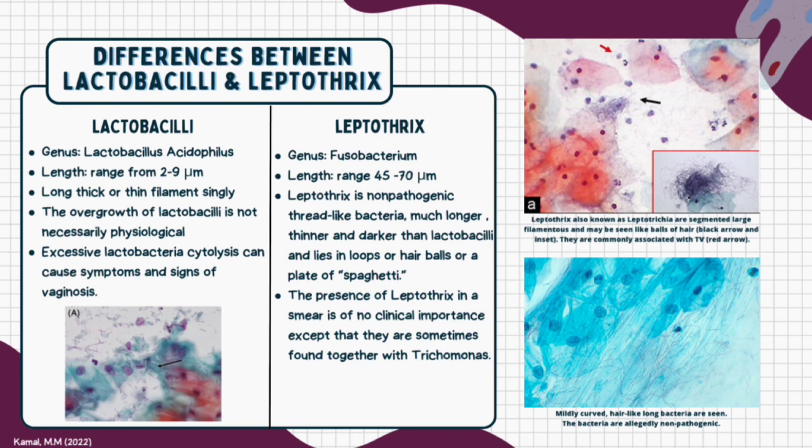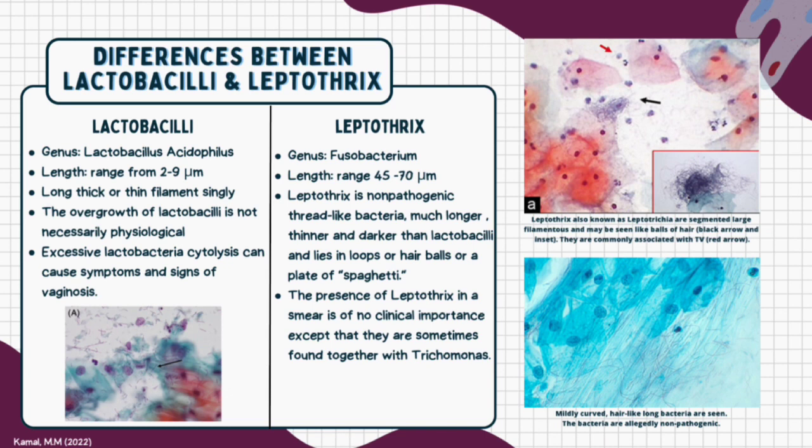Next, Leptothrix. The genus for Leptothrix is Fusobacterium. Length for Leptothrix ranges from 45 to 70 micron. Leptothrix is non-pathogenic, thread-like bacteria, much longer, thinner, and darker than Lactobacilli, and it lies in a loop or hairball or a plate of spaghetti.